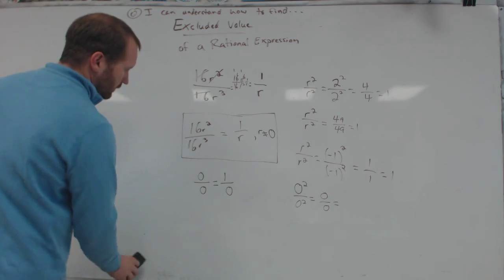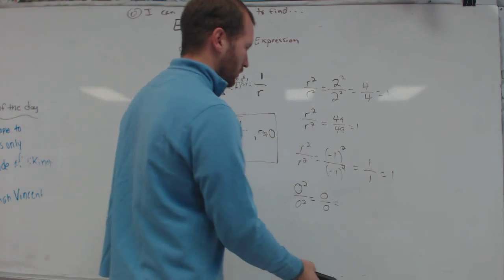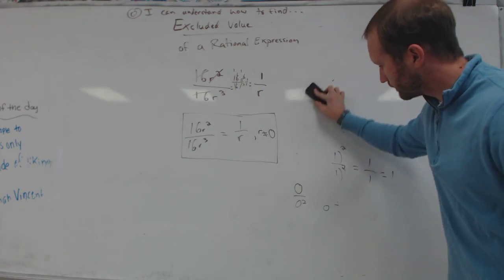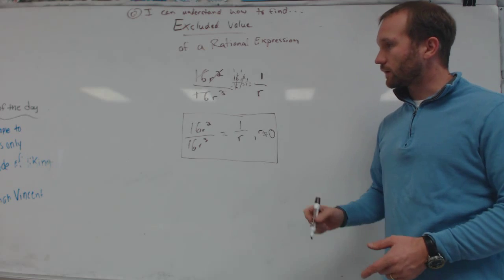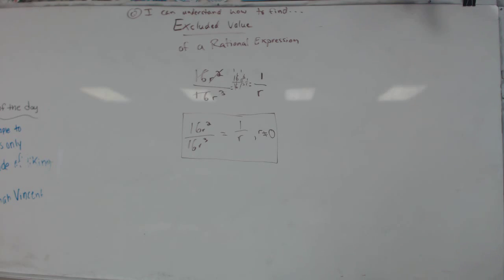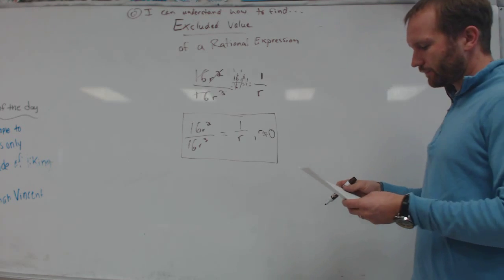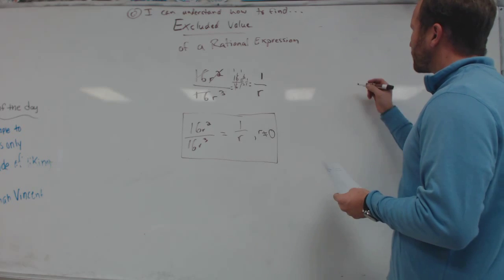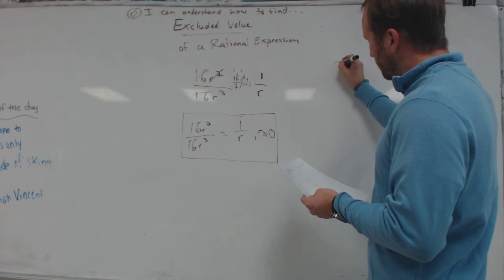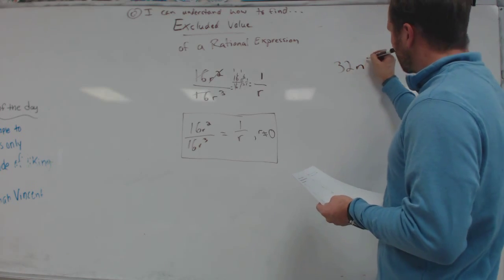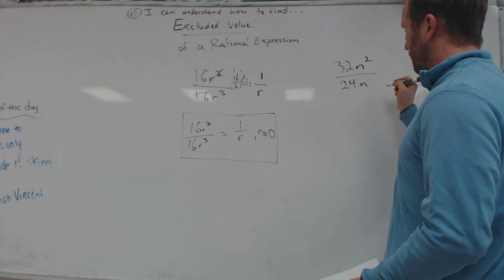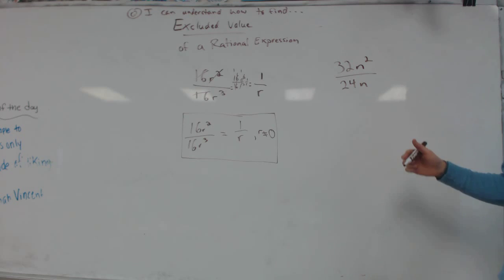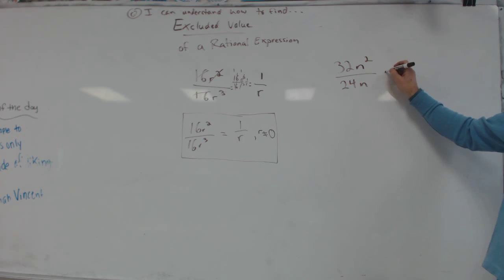Alright, let's do another example. Okay. So here's an even better example because it will become immediately obvious why they're not equal. Alright, 32n squared over 24n.